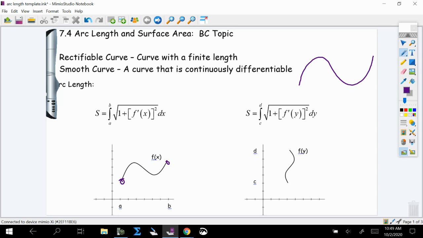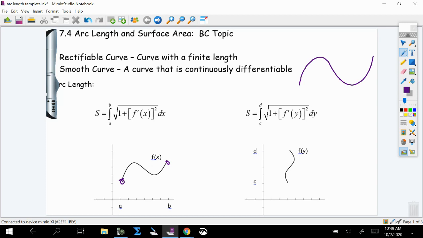The only difference if it's in terms of y's is that you're going to start at your low y value to your high y value. So we call those the C and D values. And then when you take the derivative, it's already going to be in terms of y. You're just going to derive it in terms of y. You don't have to do any special techniques with that. It's going to be just your basic derivative rules.